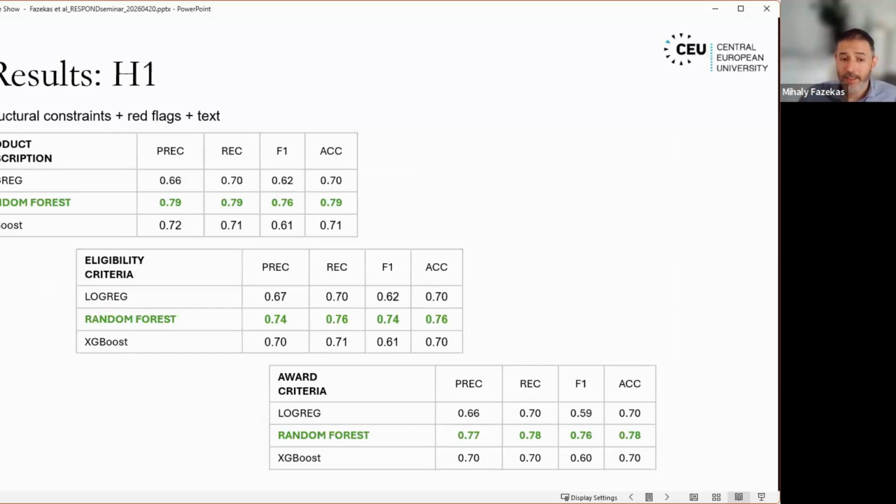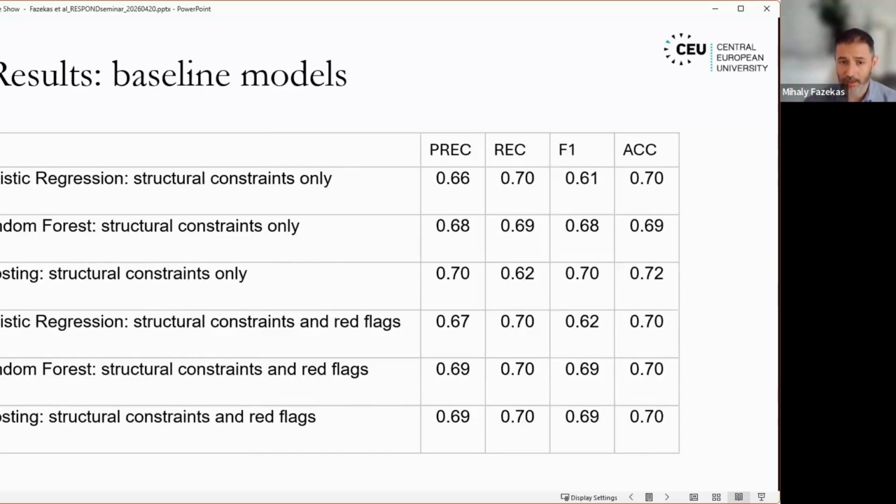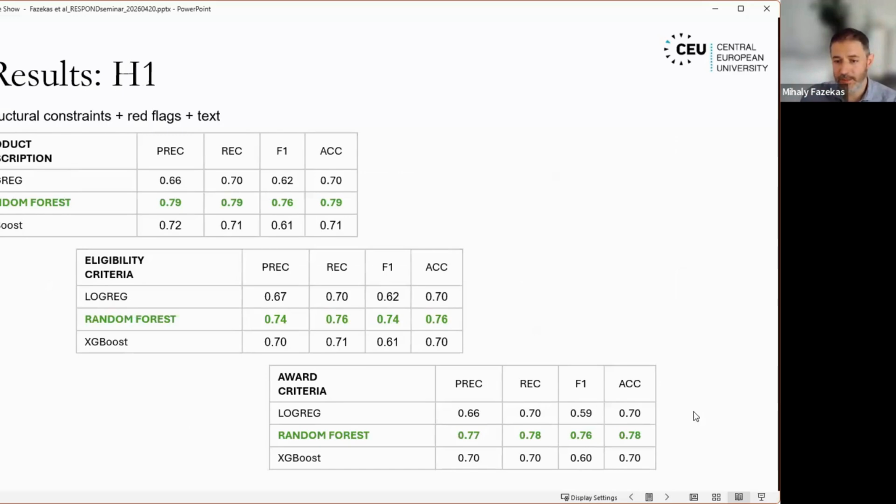Now, H1: structural constraints and red flags, plus text information. First, the three separately. Let's look at the red flags, so these are the green lines. What is very important is that in all of the cases, when we add different types of text, the model accuracy increases. We get from 70% accuracy to 79, 76, 78. It varies a bit, but each time the model is now using more information. The model is using the particular sentences and words in first the description, then eligibility criteria, then award criteria, with product description being the most important.